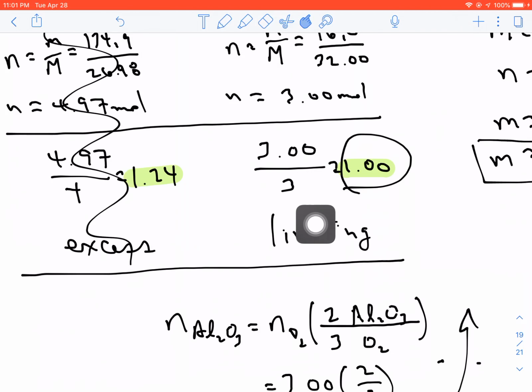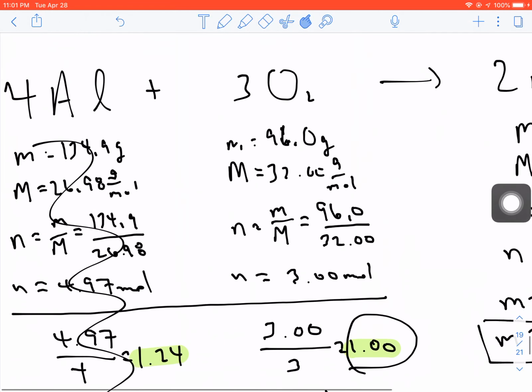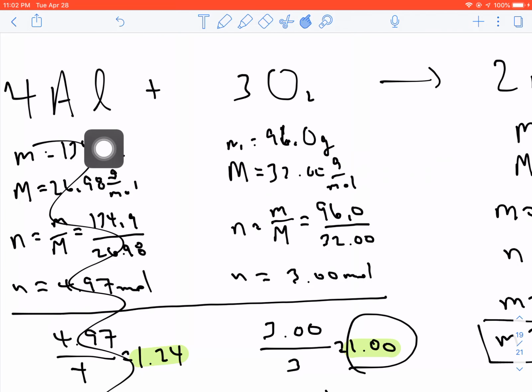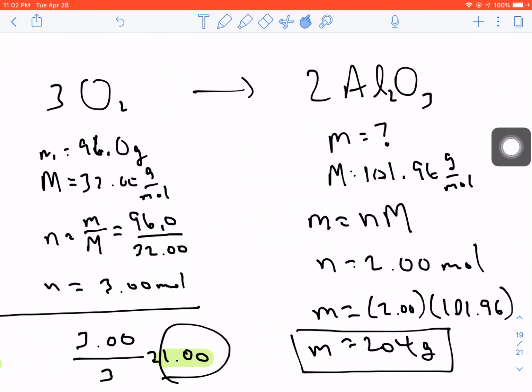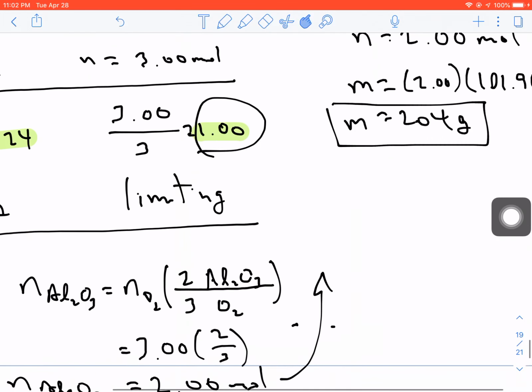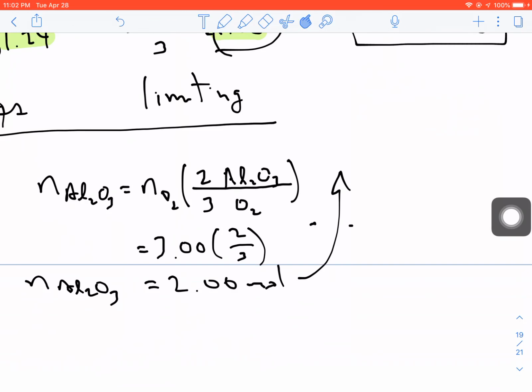Notice my strategy again, right? Doing all the math for aluminum under aluminum, all the math for oxygen under the O2, and then all the math of the aluminum oxide here, with the exception of my calculating of the number of moles using the mole ratios. Again, if I had lots of room, I would have done all this math over here under the aluminum oxide, right? But I didn't have that much space.